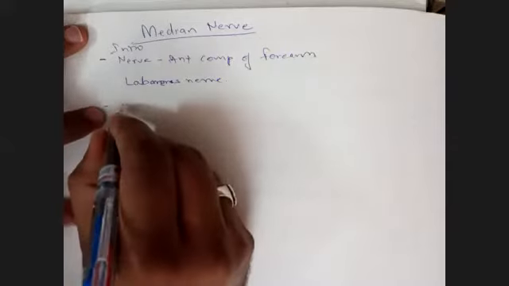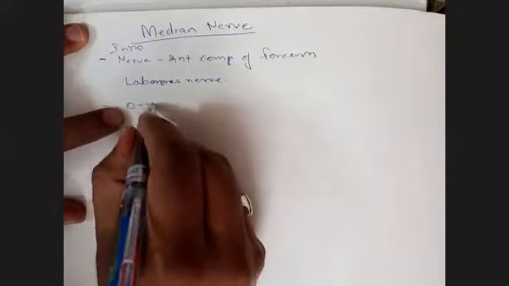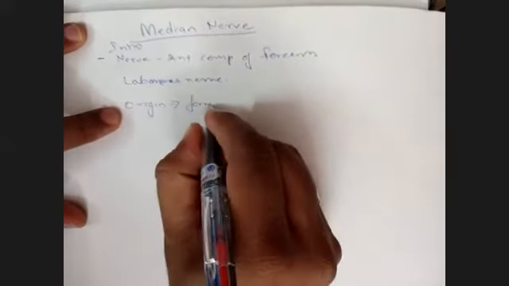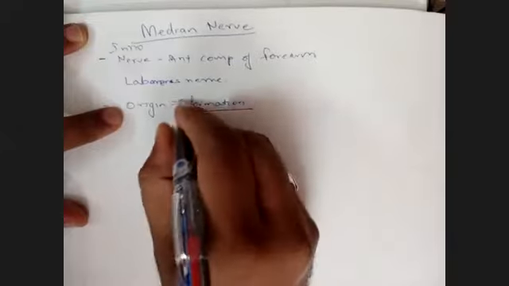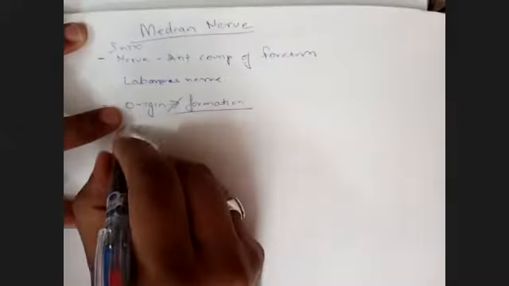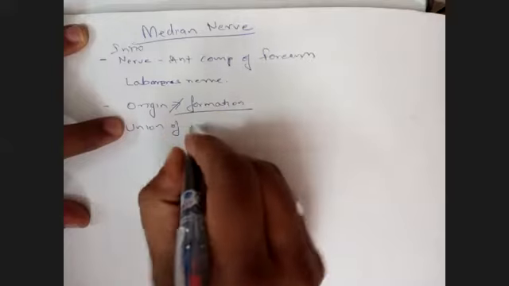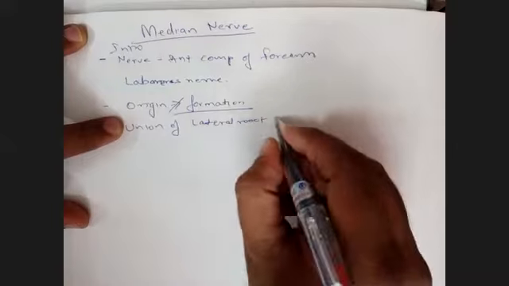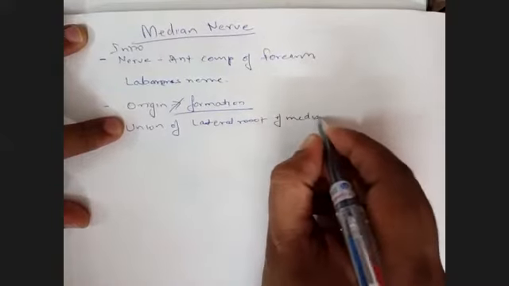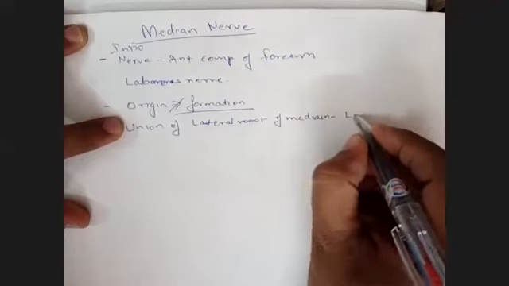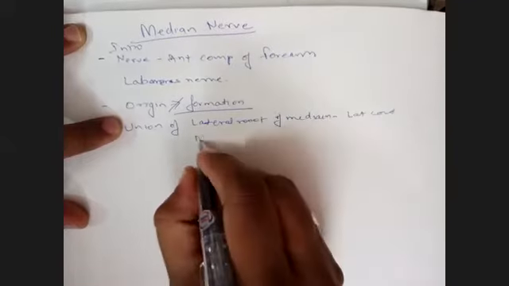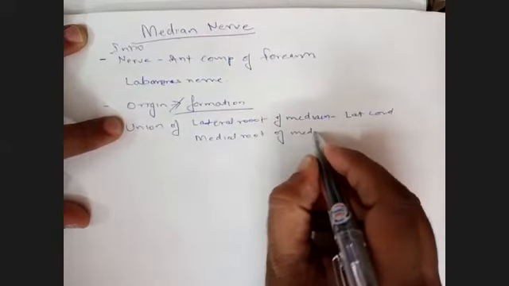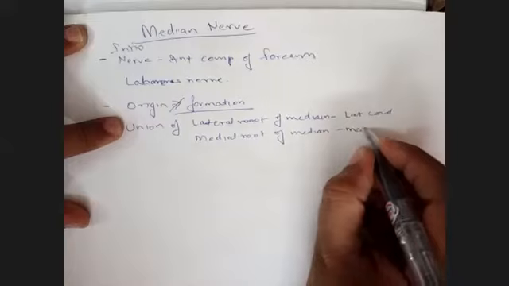With that introduction, let's go to the origin of this nerve. From where does this nerve originate? Or rather, I would use the word formation. It is formed by the union of the lateral root of median, which comes from the lateral cord, and the medial root of median, which comes from the medial cord.